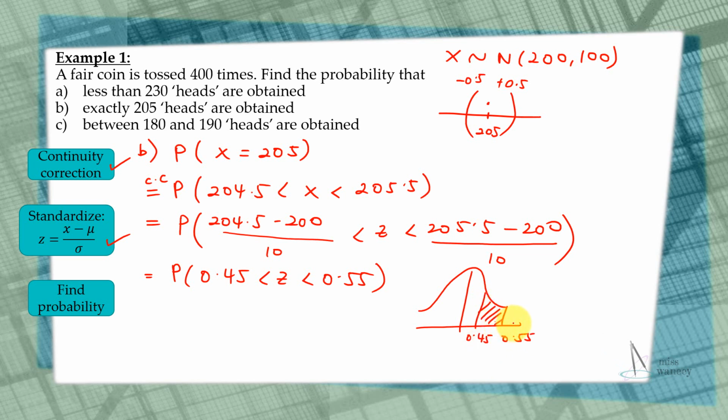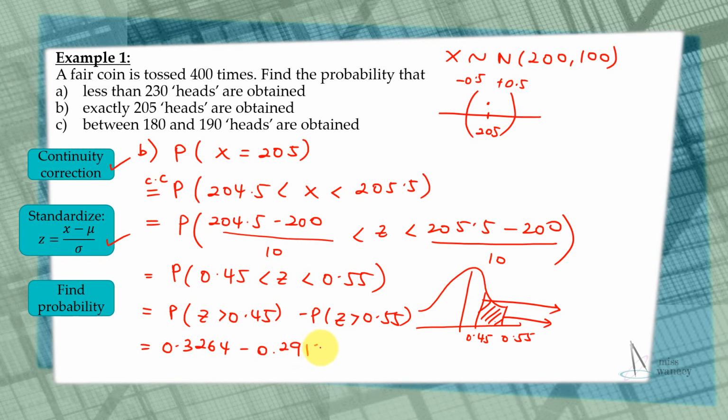The way we read our table is always to the right hand side. So we should take this one minus this one. Therefore, we can get the shaded region. So this is simply the probability for z greater than 0.45 minus the probability of z greater than 0.55. So now let us see the value. So this is 0.3264 minus 0.2912, and the answer for this one is 0.0352.